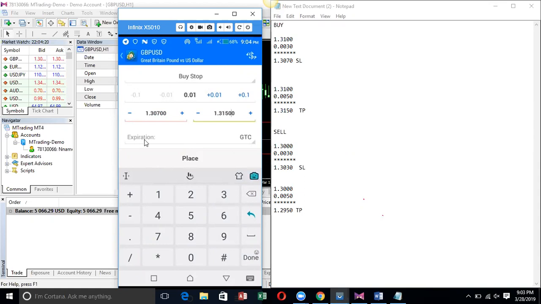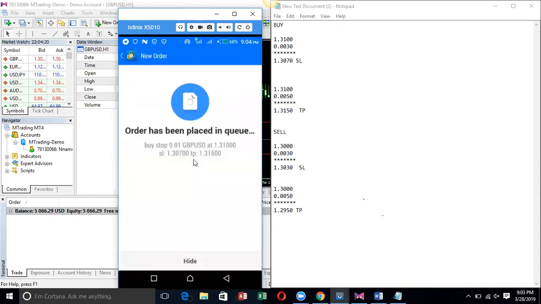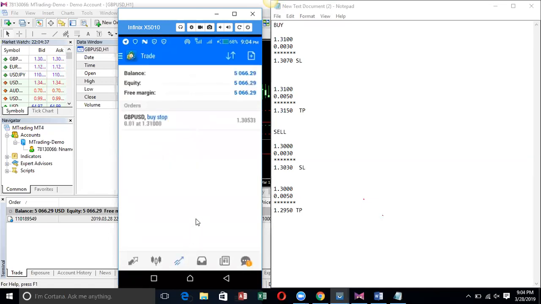Can you still see the same expiration we treated? If you want to use it, you can click here. Then click on place. Can you see? Order has been placed in queue. Can we see now? Done. Can you see our trade buy stop?